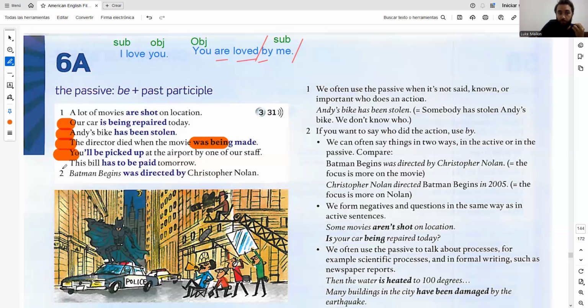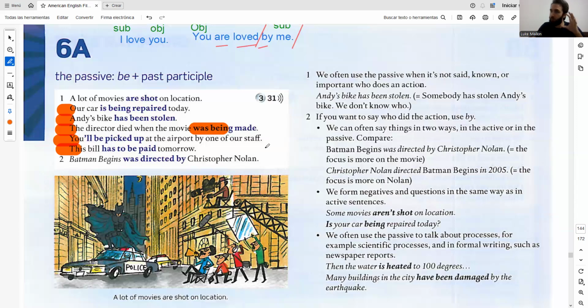You'll be picked up at the airport by one of our staff. Are you picking up someone at the airport? No, someone else is picking up you. You will be picked up by one of our staff. And this bill has to be paid tomorrow. Does the bill pay? No, you pay the bill, or somebody pays the bill.